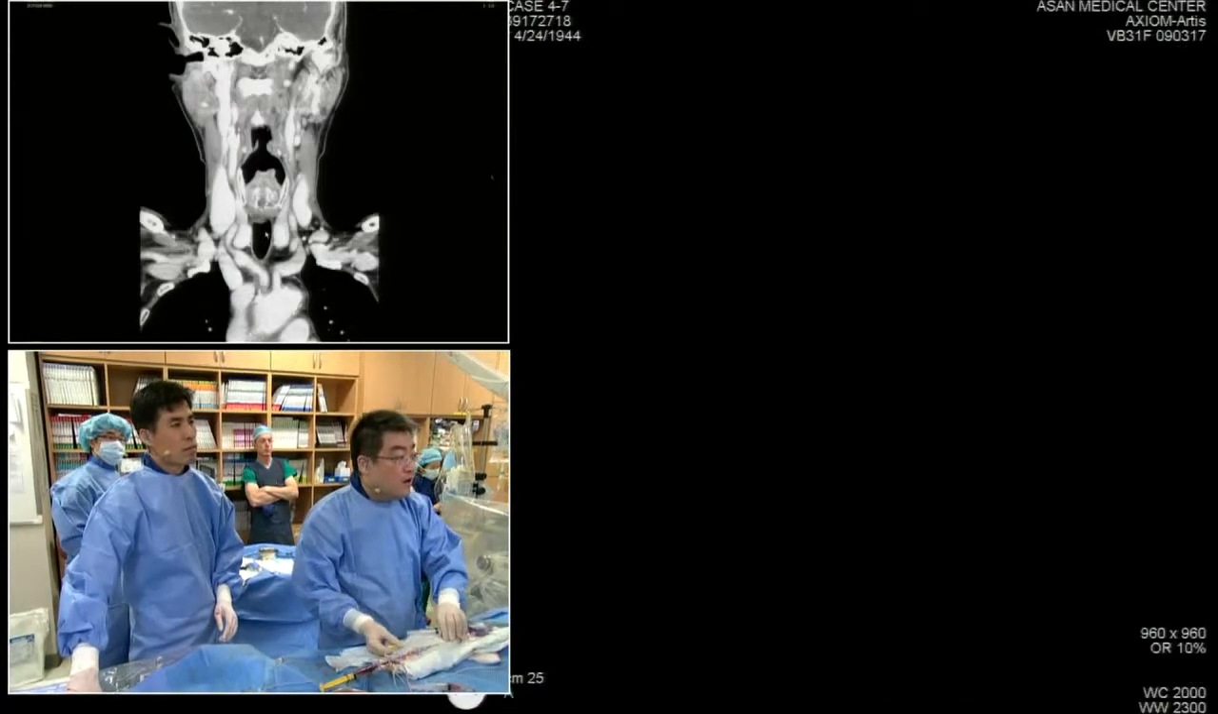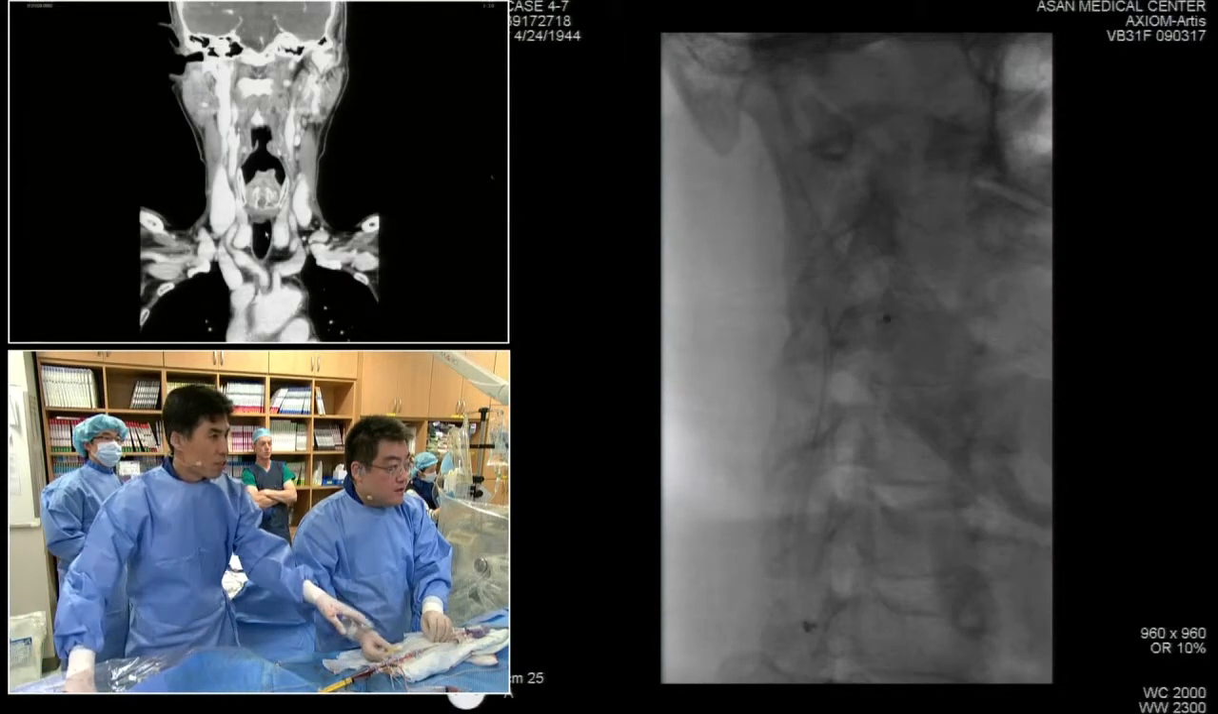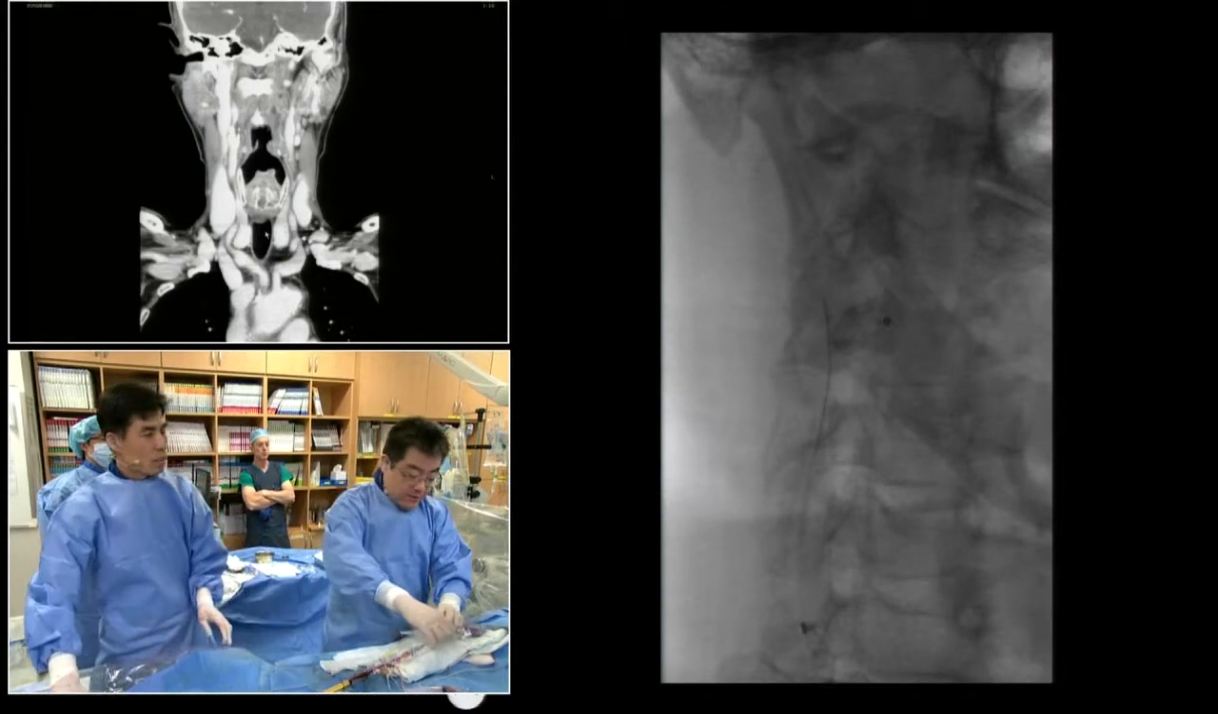So you don't care about a small STA? Well, we will check for any... We have to clamp first. Yeah.